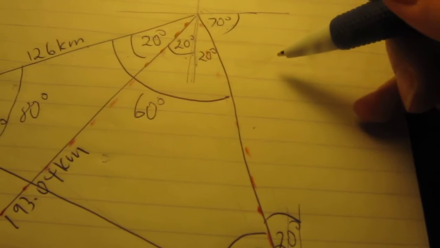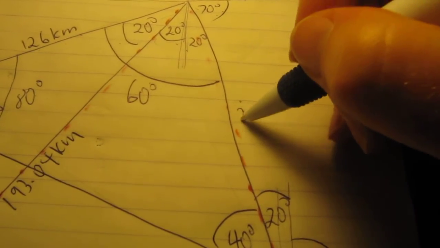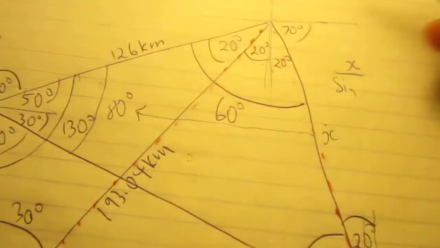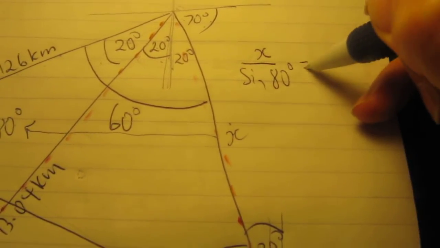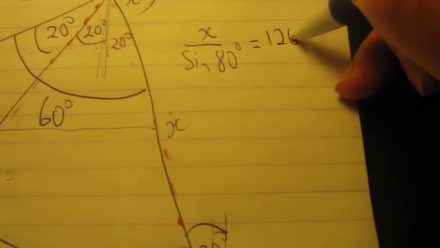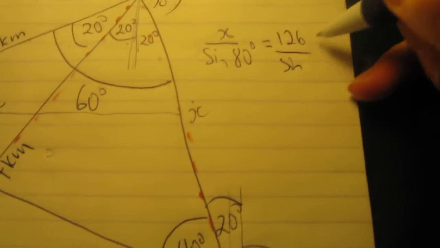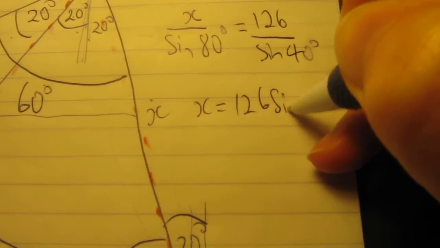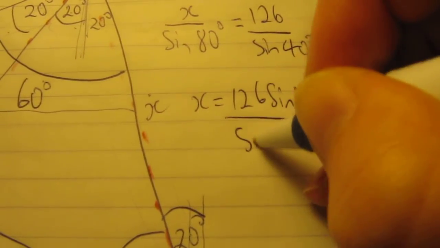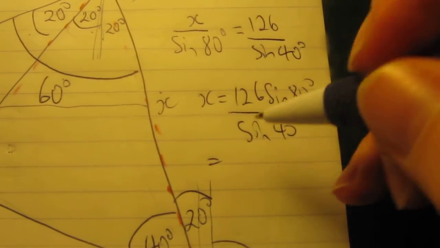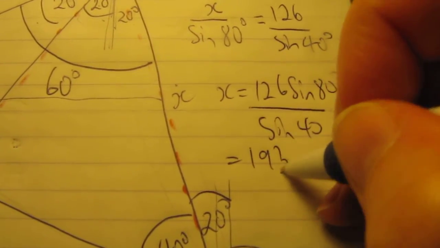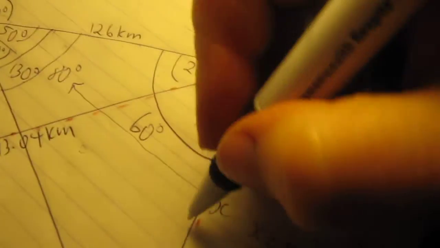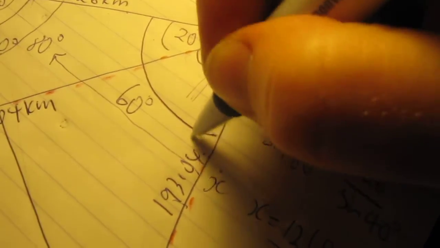So I'm just going to do that over here. This is my unknown here, let's call it x for a second. So x over sine, what's his opposite? It's this thing over here, 80, equals 126 over sine 40. So x would equal 126 sine 80 over sine 40. And strangely enough, it actually comes out to exactly the same number. I'm just going to write it this way, 193.04 as well, just by chance.